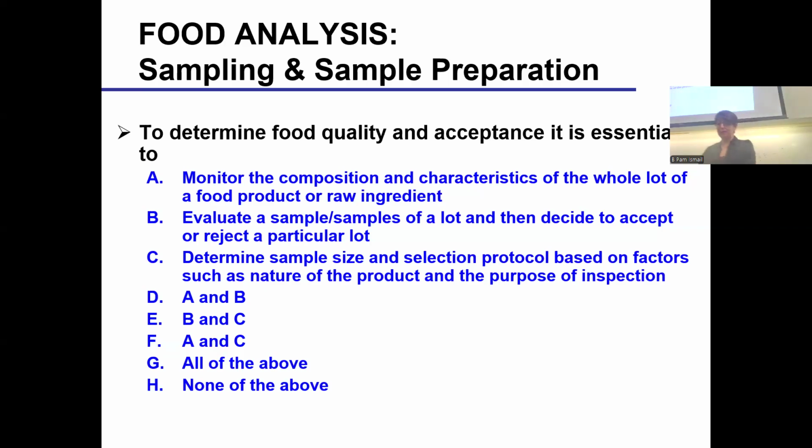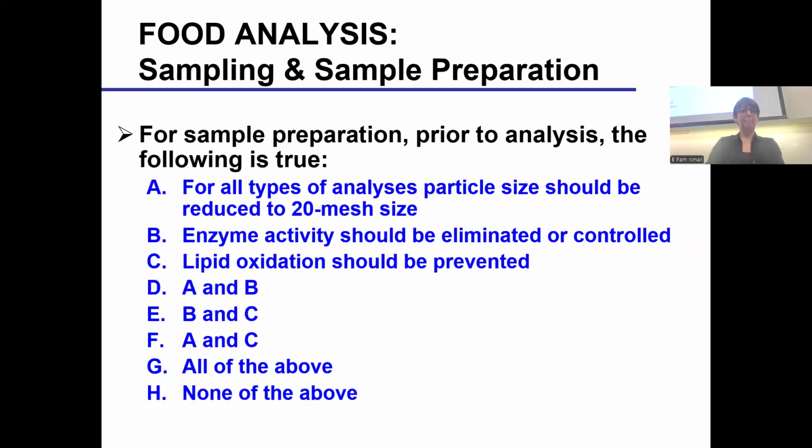We'll talk a little bit about statistical selections, randomized selection of samples when you have a large amount or a lot of different samples. So, for example, a plant produces 2,000 cans of soup. So you're not going to measure all the 2,000 cans of soup to determine the nutrition label facts. You would take random samples and do composition analysis. How about this one? For sample preparation prior to analysis, the following is true.